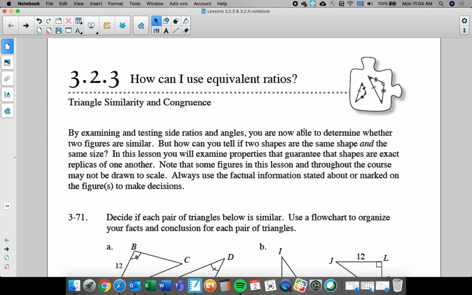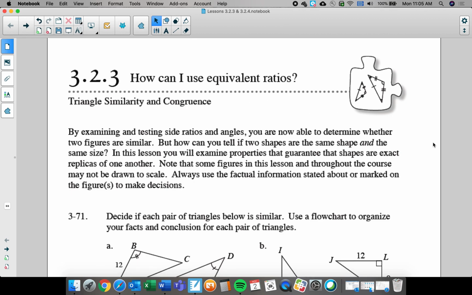323 is still talking about triangle similarity and then adding in the idea of congruence, but it's a fairly short lesson. And then in 324, we're going to look to see if there's any other shortcuts besides the ones we've already found in 321. Notice we did skip 322, so we'll talk about that in this lesson.